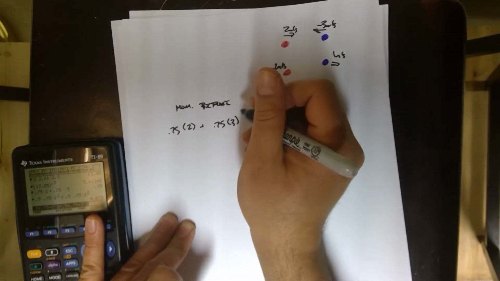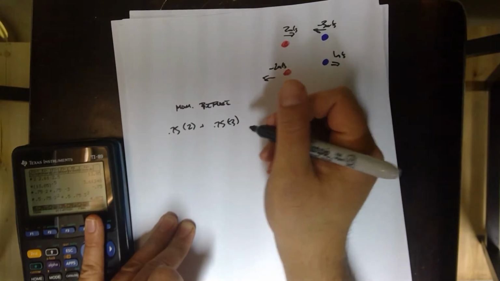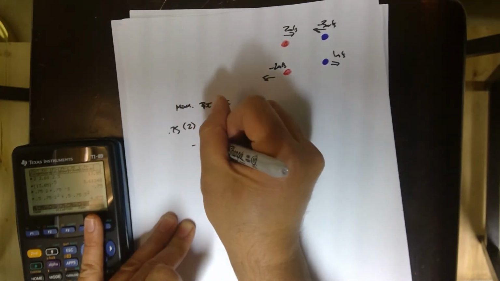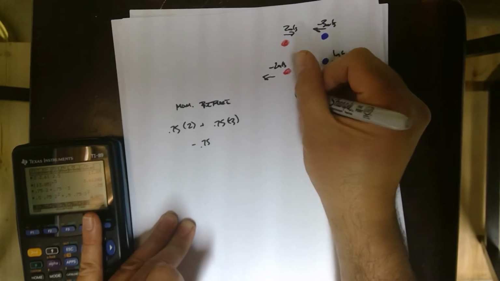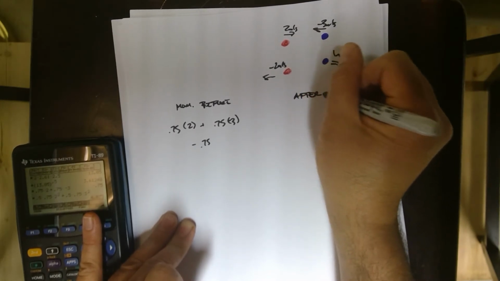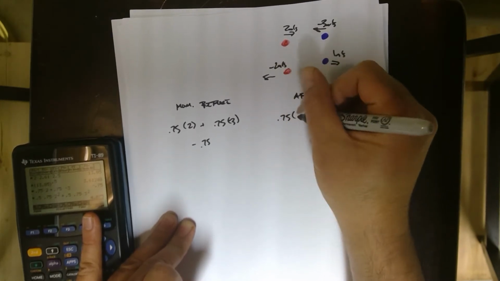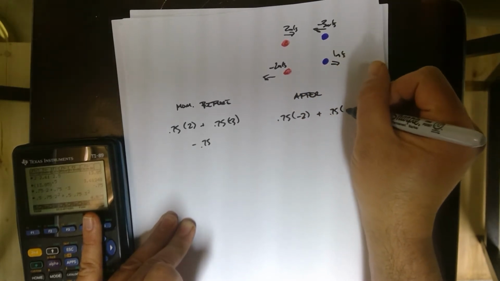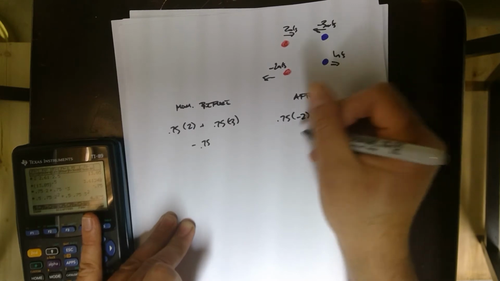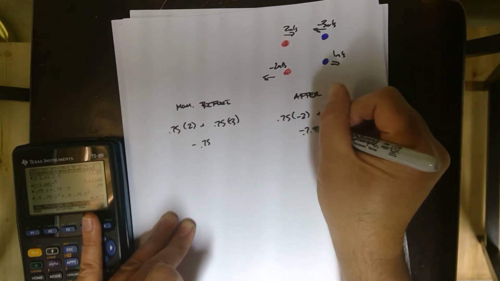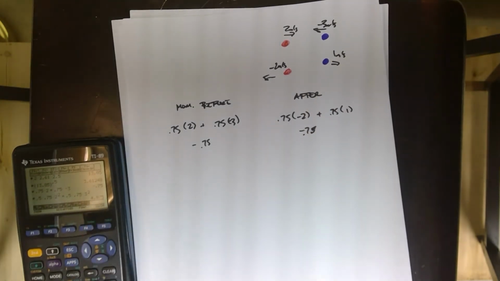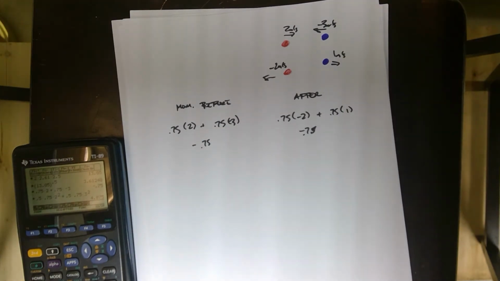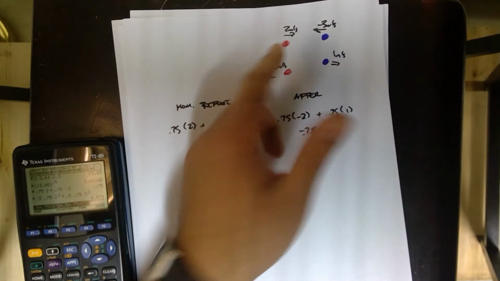And we saw that that was, excuse me, negative 3, sorry. That was negative 0.75. But now after, we have different numbers to deal with here. You've got 0.75 times negative 2 plus 0.75 times 1. And what you're going to get here, again, is negative 0.75. So it still works out, right? Your momentum is the same. In fact, you're going to find that there's probably an infinite number of combinations where momentum can be conserved with these initial conditions of 2 and 3 going at each other.